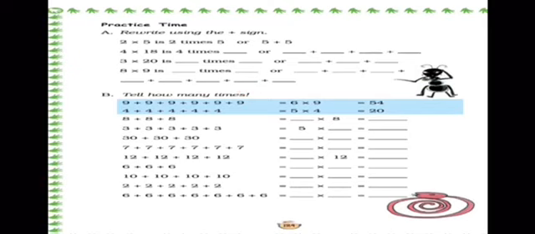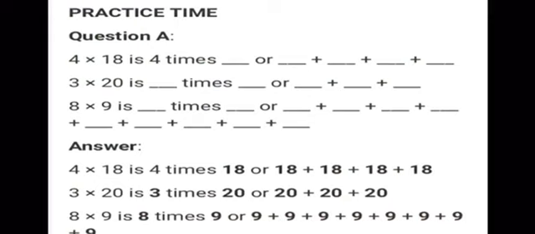So let's check our answer. Yes, in the first one we are supposed to write 5 two times. In the second one we are supposed to write 18 4 times. In the third one we have to write 20 3 times. And in the fourth one we will write 9 8 times. So start writing this in your textbook.